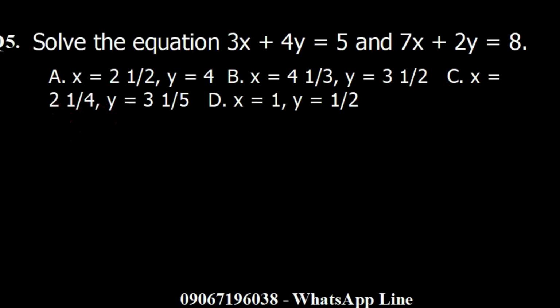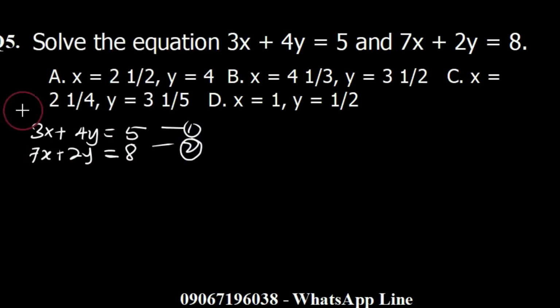We have the equations 3x plus 4y equals 5, and 7x plus 2y equals 8. This is equation 1, and this is equation 2. For us to solve this, we need to eliminate one of the variables. Let's eliminate y, because y usually has the lowest figure. Now let's move on to doing that. In doing that, we need to cross multiply.